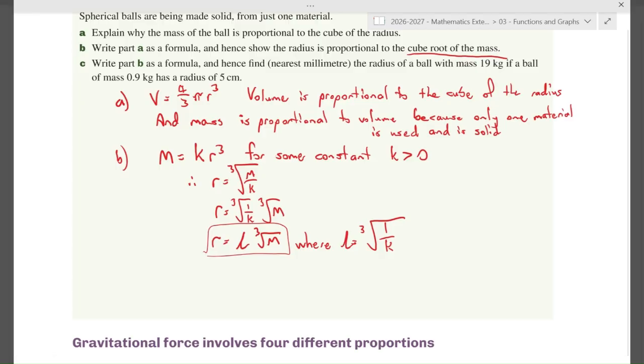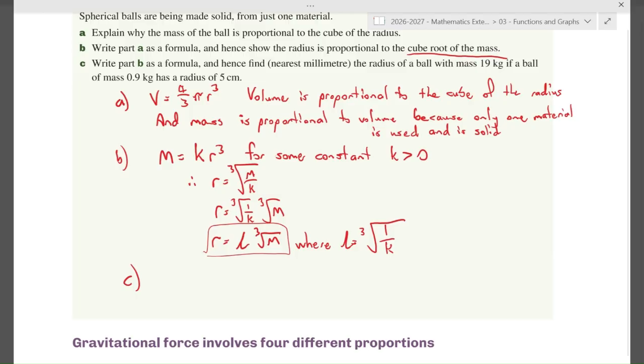Okay. Question C. We now need to write B as a formula and hence find, to the nearest millimeter, the radius of a ball with 19 kilogram mass if a ball with a mass of 0.9 kilograms has a radius of 5 centimeters. Remember when we were doing constant proportionality earlier, I said the first thing we had to do was find that constant of proportionality, the one we don't know. Okay, but they're going to give us a couple of numbers so that we can solve it. They've given us a couple of numbers and we're going to solve it.